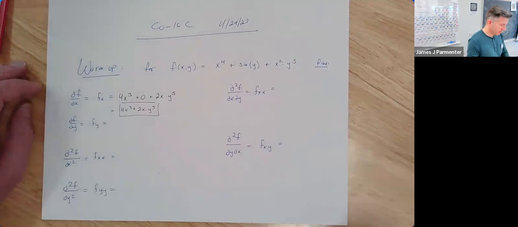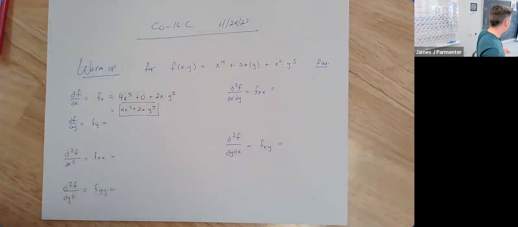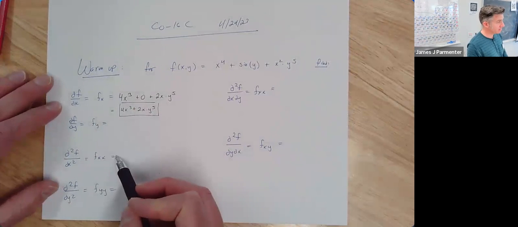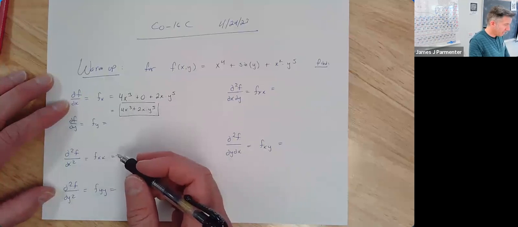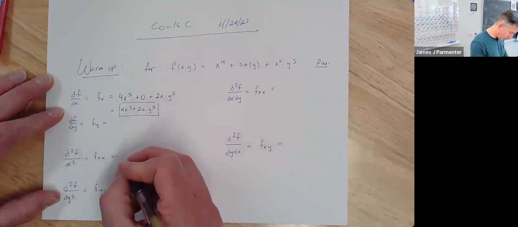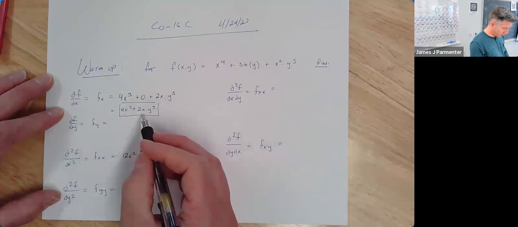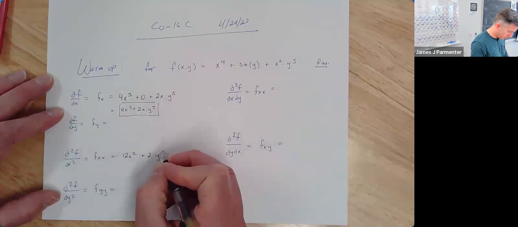I don't know about the order we do things in, but I might just go straight from there to doing fxx. I've already found fx. If I take the derivative of that again with respect to x, I can stay in the same mindset. So fxx is going to be the derivative of 4x cubed, which is 12x squared, and the derivative of 2x times a constant is 2 times that constant.